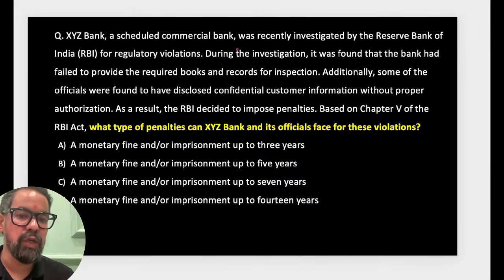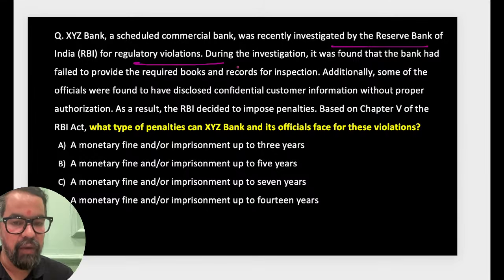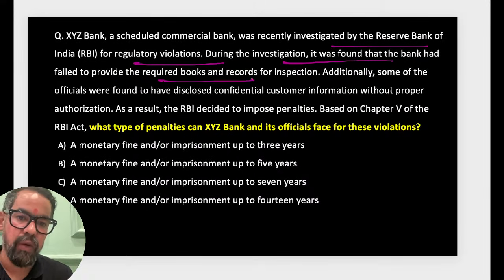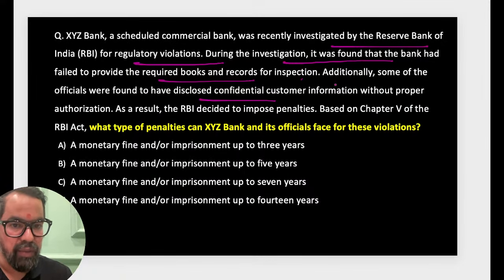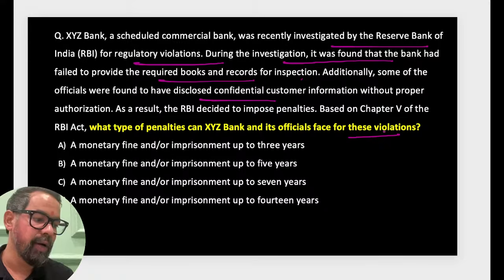XYZ Bank, a scheduled commercial bank, was recently investigated by RBI for regulatory violations. During the investigation, it was found that the bank had failed to provide required books and records for inspections. Additionally, some of the officials were found to have disclosed confidential customer information without prior approval. So now, which type of penalties apply? What will be your correct answer?